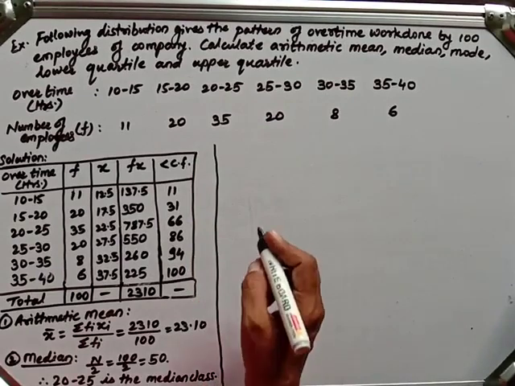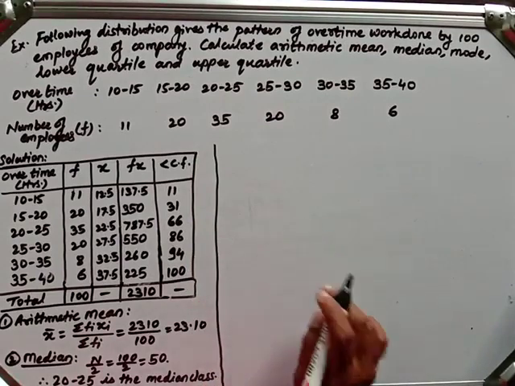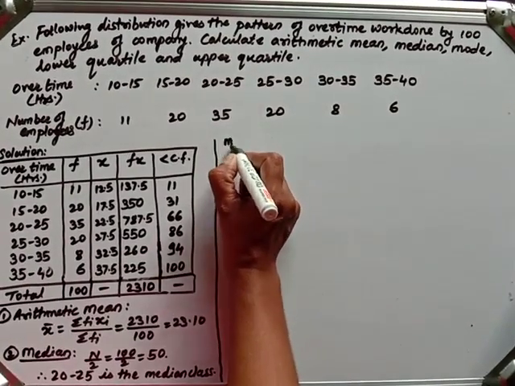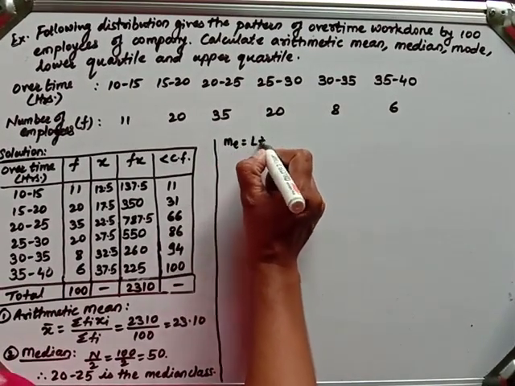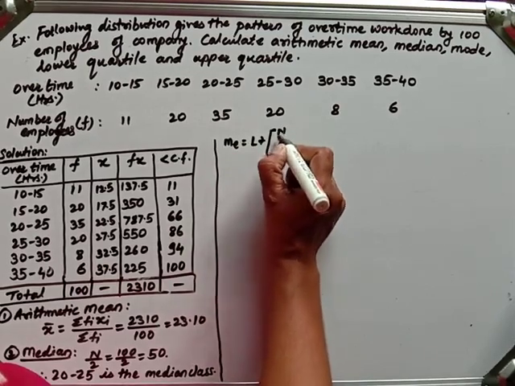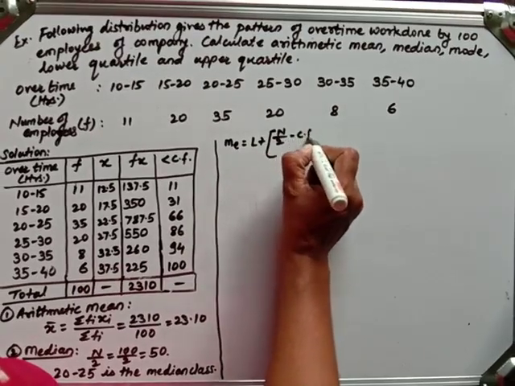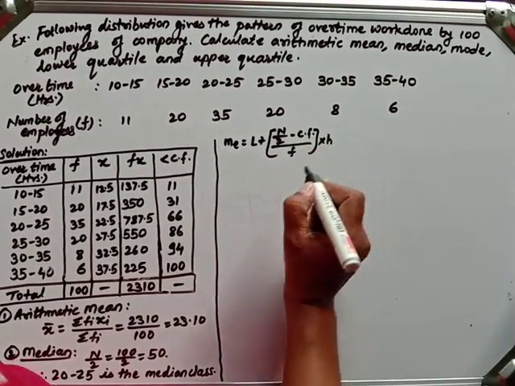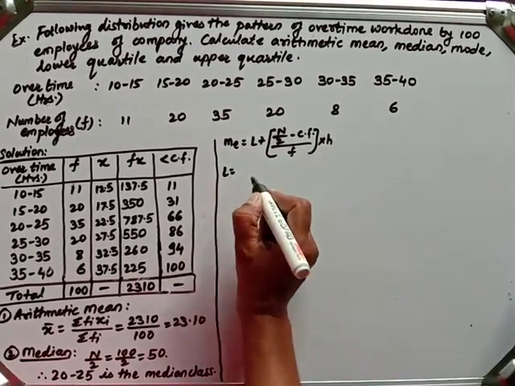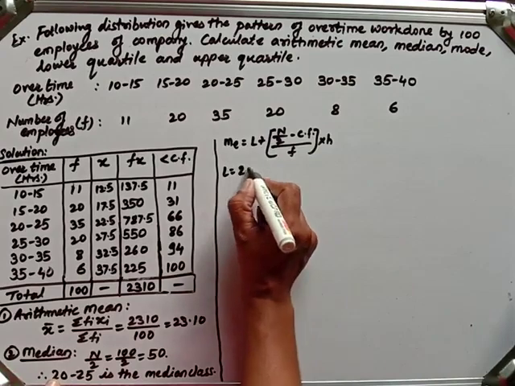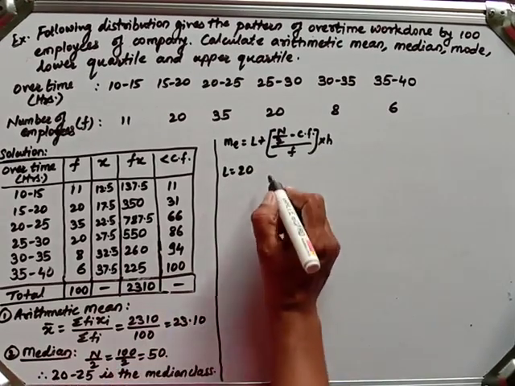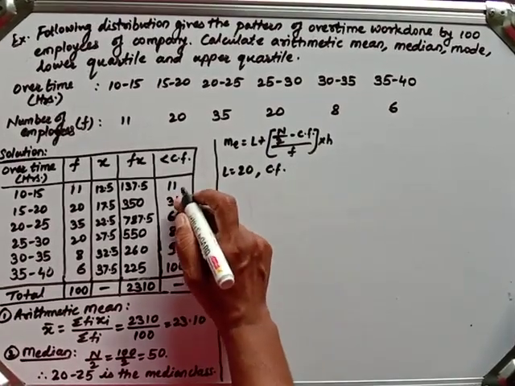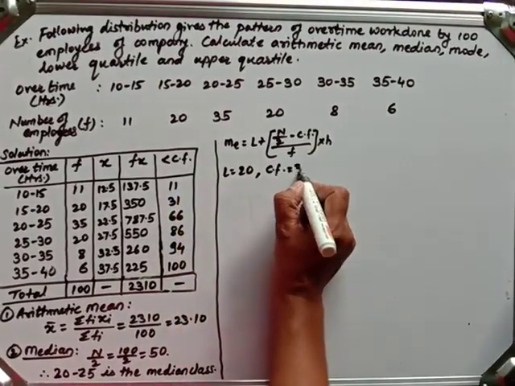What is the formula for median? The formula for median is M equal to L plus (n by 2 minus CF) upon F multiplied by H. So what is L here? L will be 20. That is the lower boundary of the median class. Then CF means the cumulative frequency of the previous class. It will be 31. Fine.